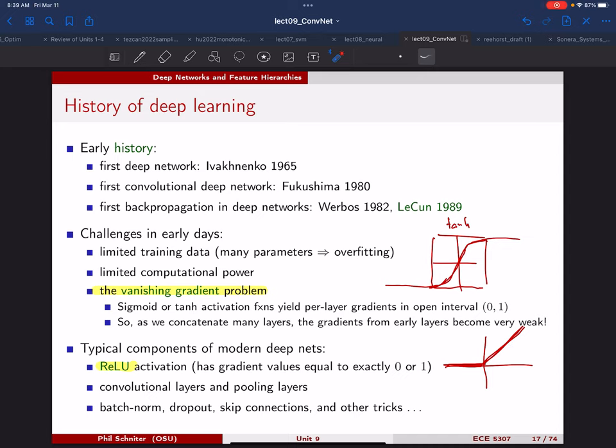But when you go through these activations, usually you're going through a bunch of them in parallel, and then you're combining them with the weights. So if a few of them are 0, that's not a big deal. Even if half of them are 0, it's not a big deal. What's important is that you're not attenuating the gradients here.